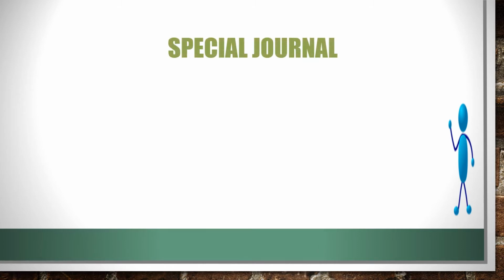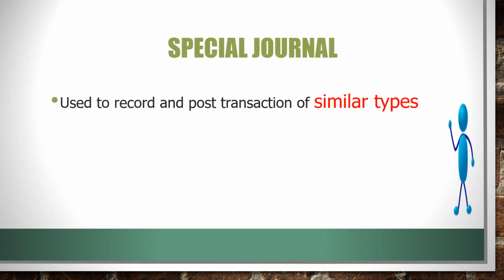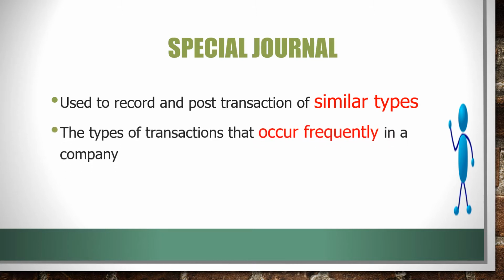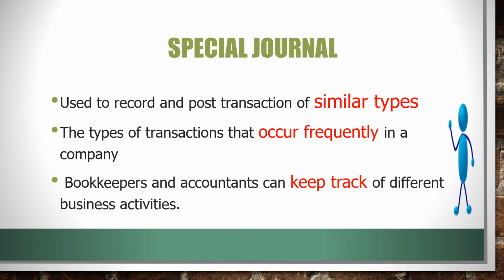There are two types of journal: special journal and general journal. First, I explain about special journal. It is used to record and post transactions of similar types, the types of transactions that occur frequently in a company. It is used by bookkeepers and accountants to keep track of different business activities.